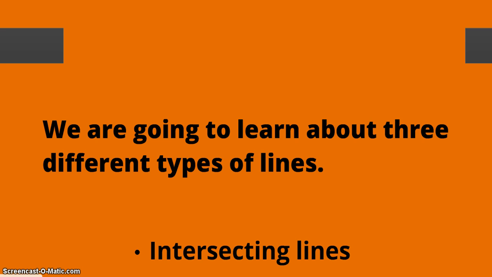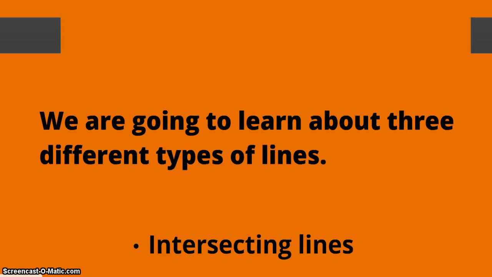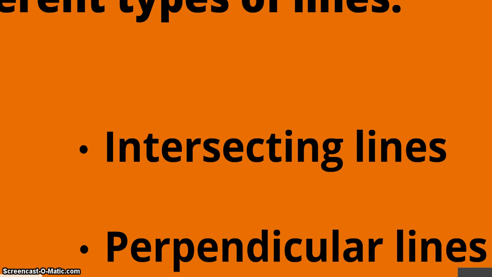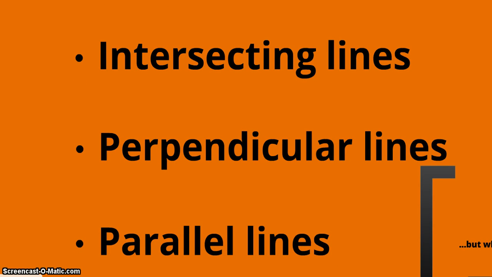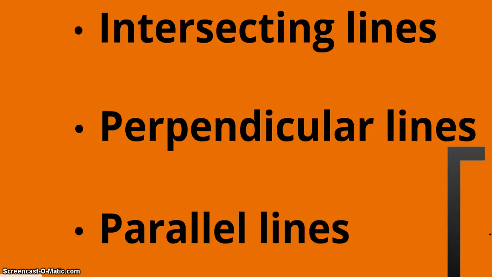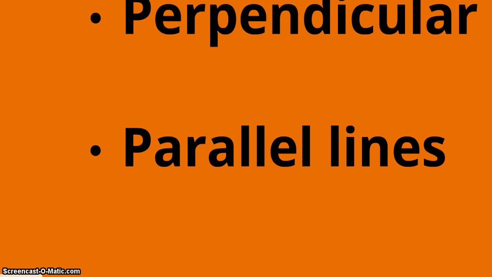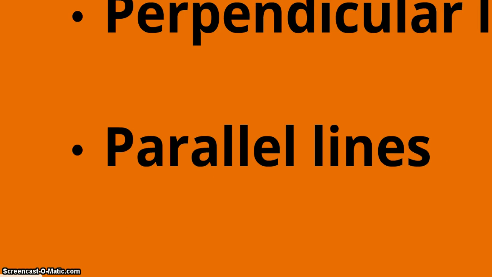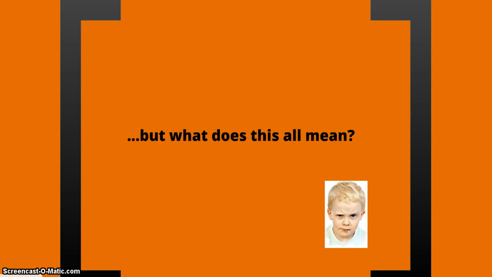We're going to be learning about 3 different types of lines. First one's intersecting lines. We're also going to learn about perpendicular lines. And we're going to learn about parallel lines. But what does this all mean?